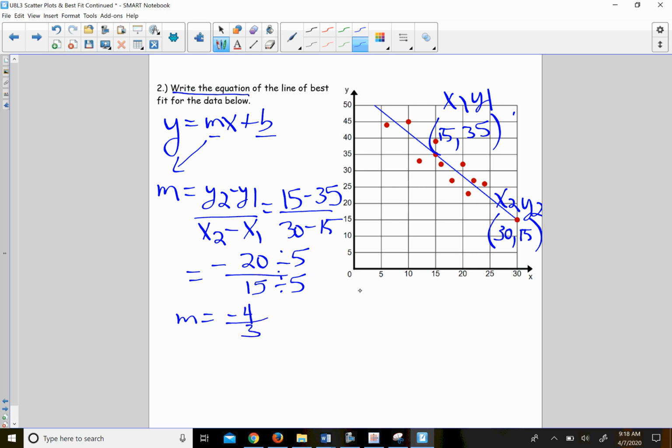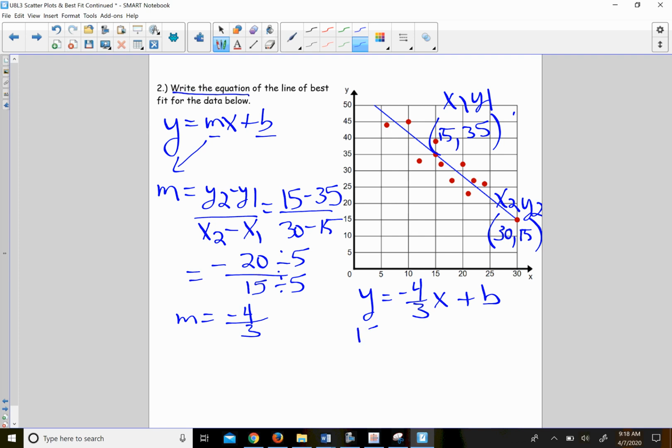So m can get replaced with negative 4/3 x, but we still got to find the y-intercept, which I can't see on the graph. So what I'm going to do this time, since I can't see what the b value, the y-intercept, is, I'm going to plug in an XY pair to fill in numbers so I have an equation I can solve. I can't solve this equation with 3 different letters. So I'm going to use 30, 15.